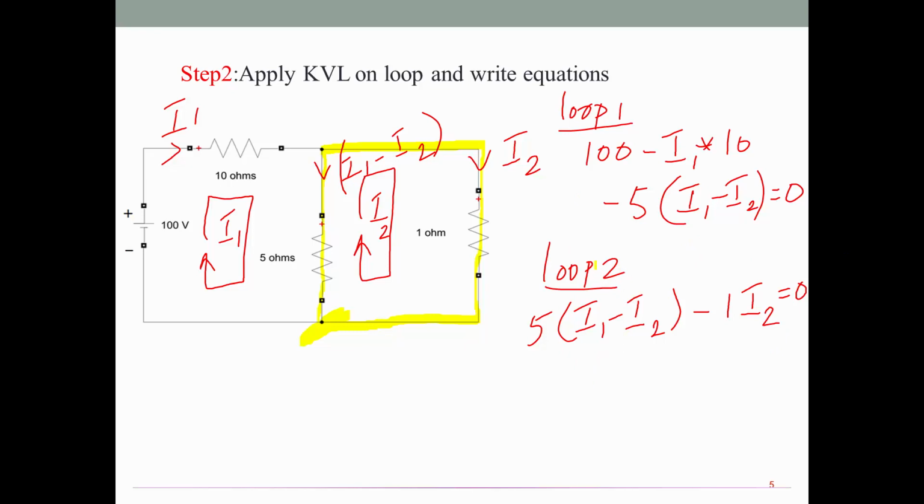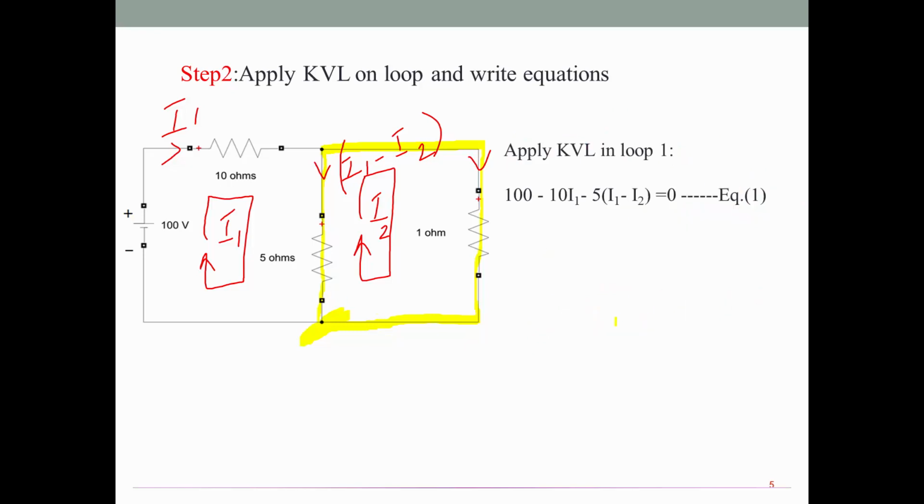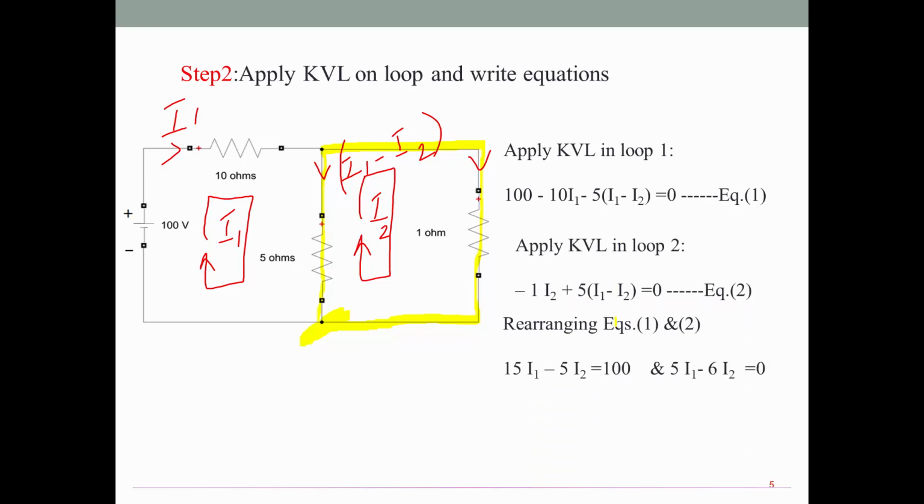Hereafter, rearrange and solve these equations to find the loop currents I1 as well as I2, so that it is easy to find the current flow in the 5 ohm resistor. This is the equation we get in loop number 1, and this is from loop number 2. Now rearrange these equations such that 15I1 minus 5I2 is equal to 100, as well as 5I1 minus 6I2 is equal to 0.